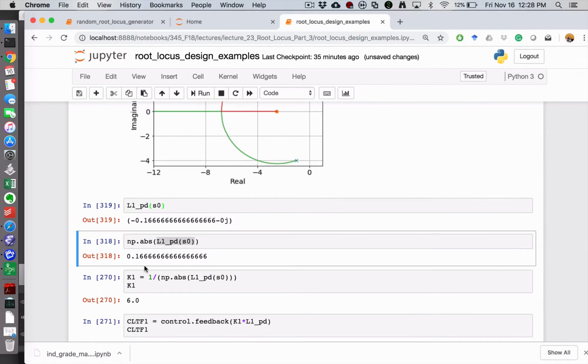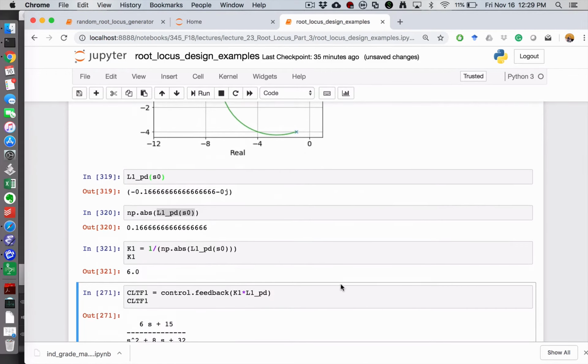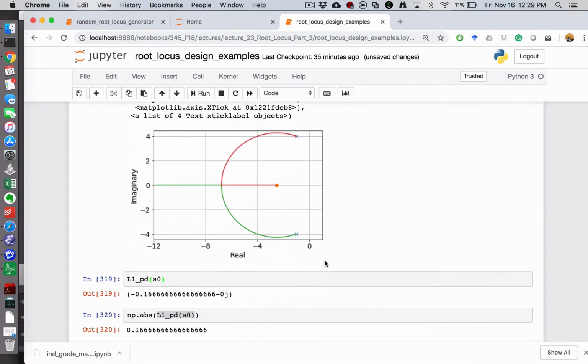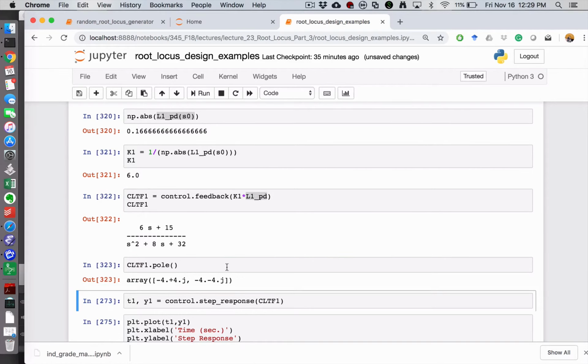Okay, so if 1 plus KL has to equal 0 for a root locus, and this is the magnitude of L, then K has to be 1 over that. So in fact, a K of 6 should put us at our desired pole location. And if you wanted to, you could rerun this root locus going out to a K of 6, and you would see that this branch stops right there, and this branch stops right there. I'm going to find the closed loop transfer function using my K of 6 times my L. And in fact, my closed loop poles are -4 plus 4j. So I have succeeded at putting my poles where I want them to be.